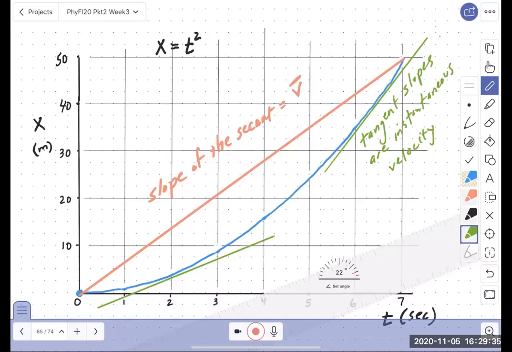Now, what's the symbol for instantaneous velocity? The symbol for average velocity is V bar. What's the symbol for instantaneous velocity? Anybody want to hazard a guess? You know what it is? V. Just plain V. So when I say plain old V, I mean instantaneous velocity.